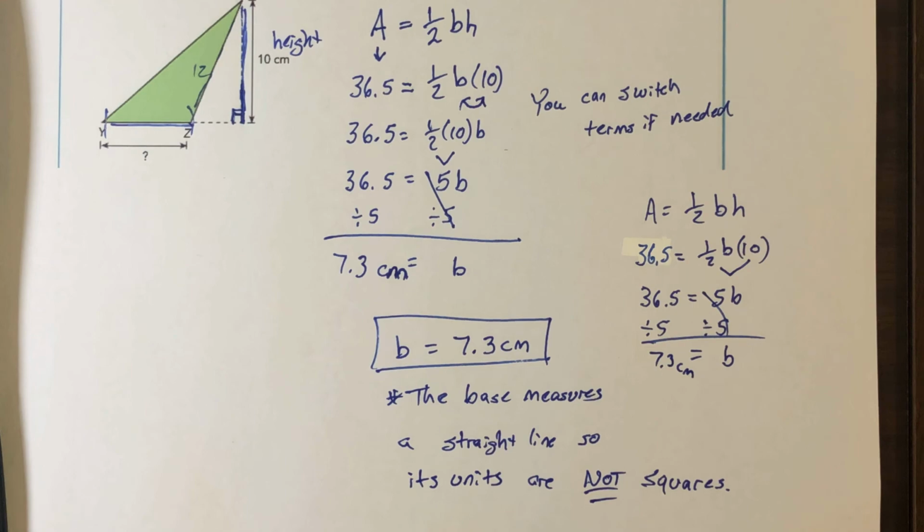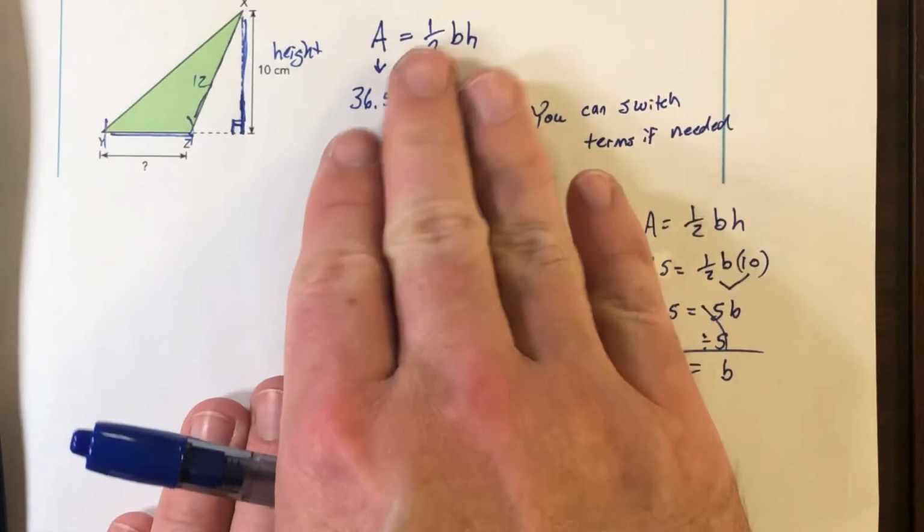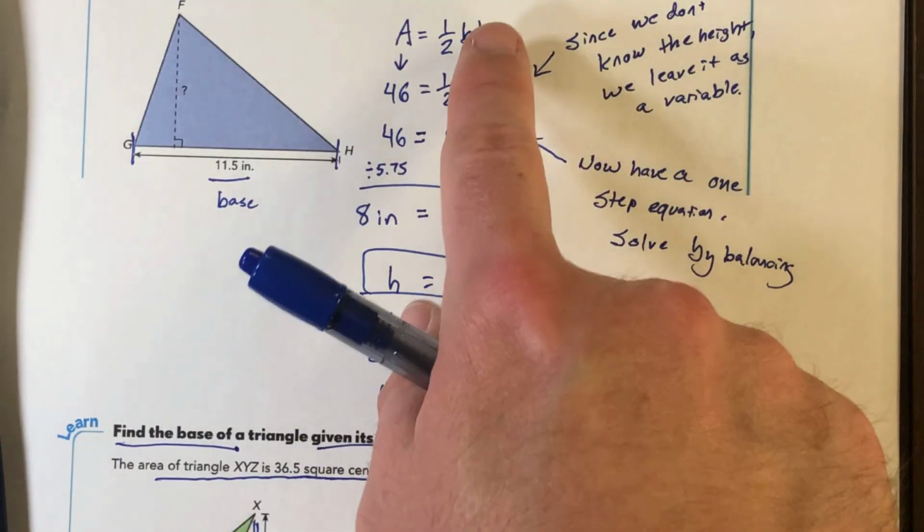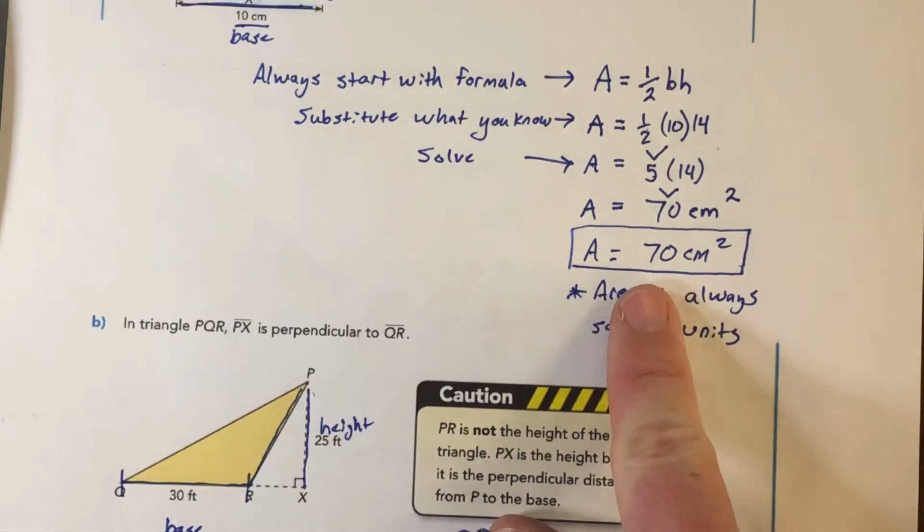Okay, I hope this has helped with you being able to identify bases and heights and using an area formula for triangles to find not only the base, a height, as well as area of triangles.